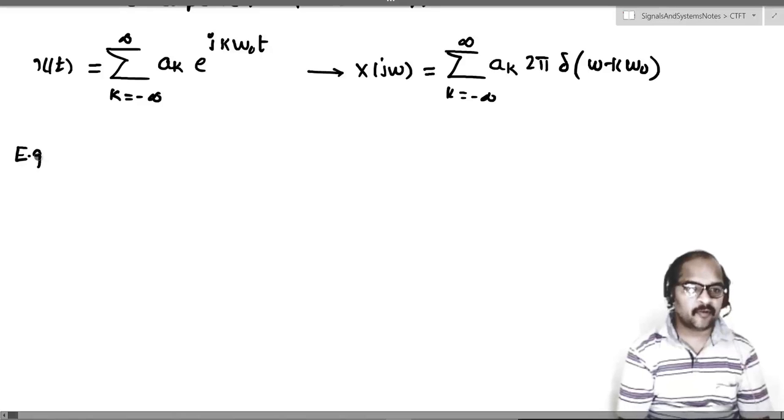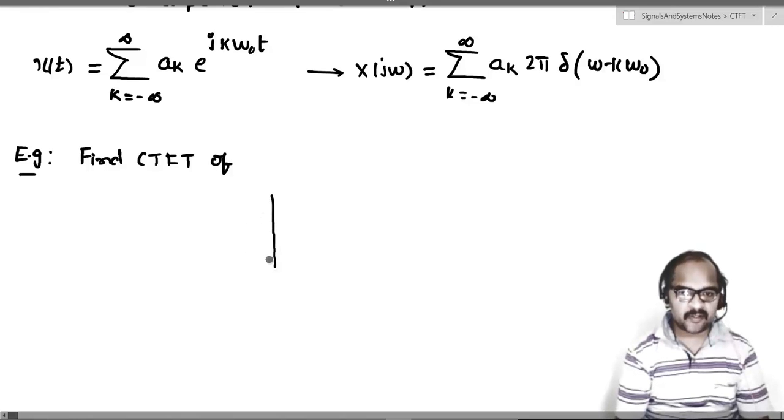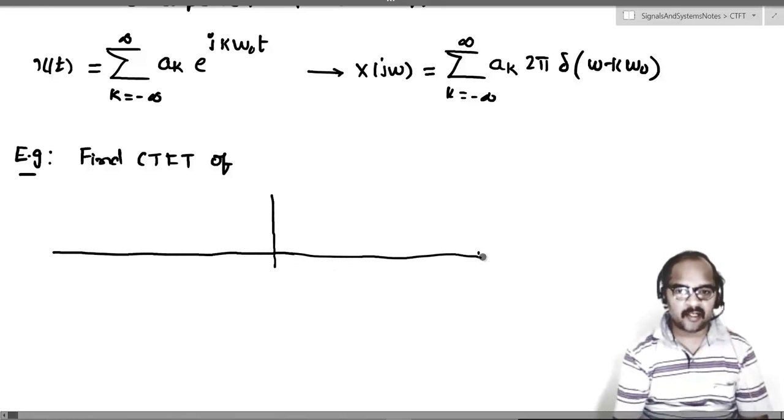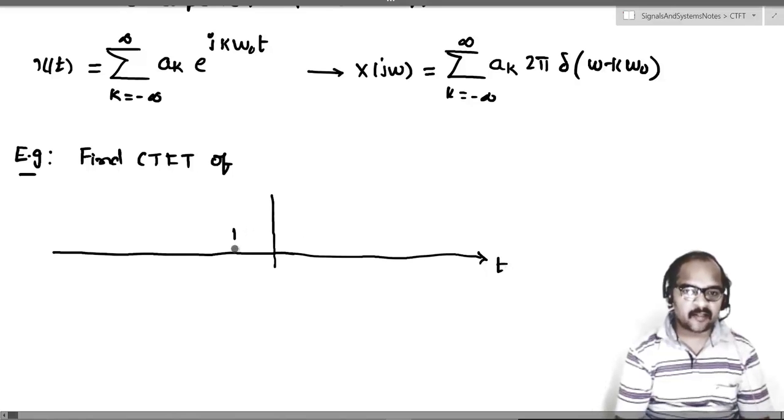We will take a few examples, I mean two examples which are important. So first one, find the CTFT of a periodic rectangular wave which we have seen before. Find the CTFT of the following signal. And what is that signal? It's a periodic rectangular wave which we have already seen.